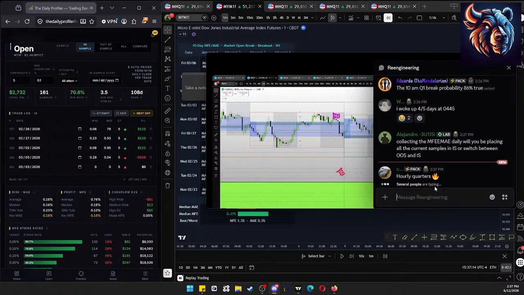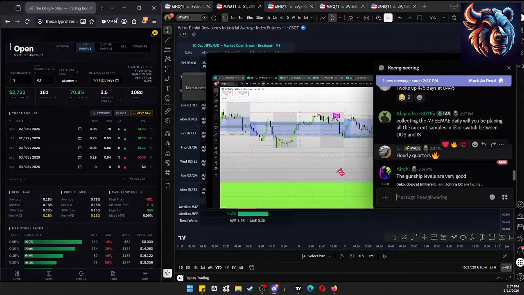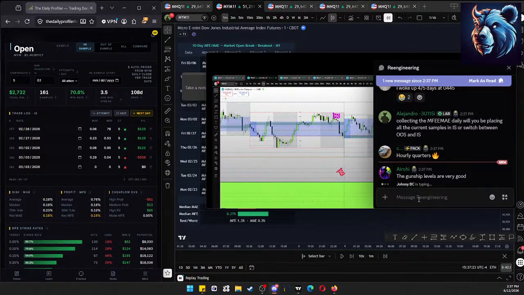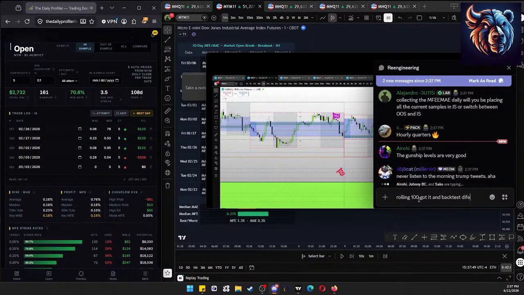Hourly quarters, cool. Collecting the MAE, MFE daily. Will you be placing all the current samples in sample or switching between out of sample? So for me, I just always have a rolling 100. And then if I need to compare based off of something not looking right, I have the out of sample to go off of. The way I collect out of sample is I do a strong bull market, a weak bear market, and then a high volatility state. And then I make my decisions on where my cash flow targets are going to be, where my cover the queen is going to be, and how much position size I'm going to be using off of that.